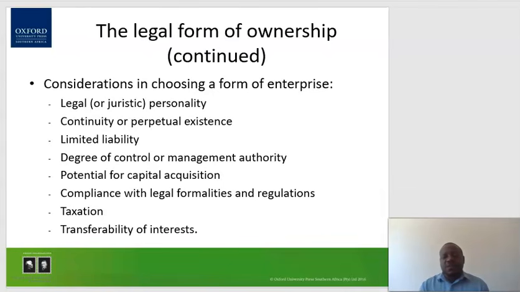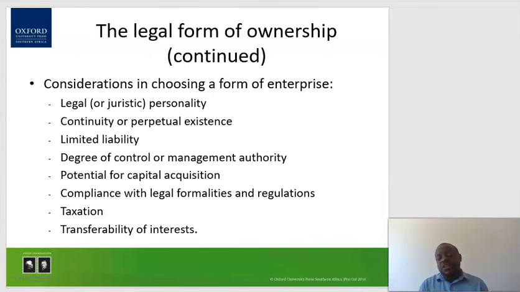Then there is also the issue of compliance with legal formalities and regulations. How easy is it to comply? The regulations that are put in for companies are obviously different from those that are put in for sole proprietorships or for partnerships. So it's another factor that is also considered.